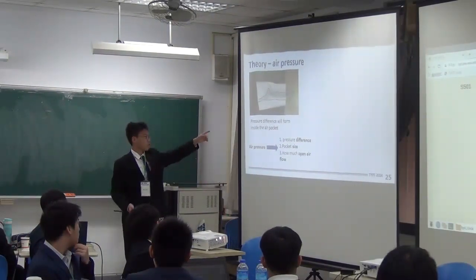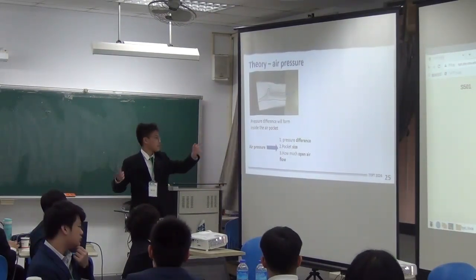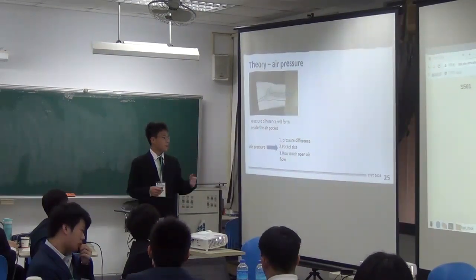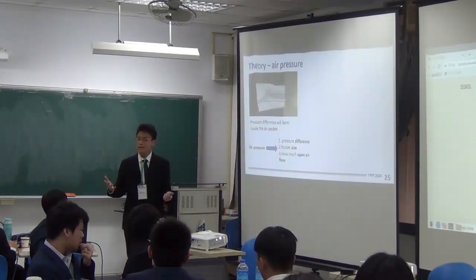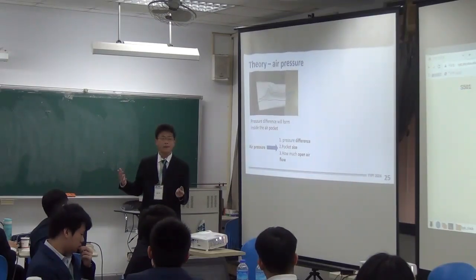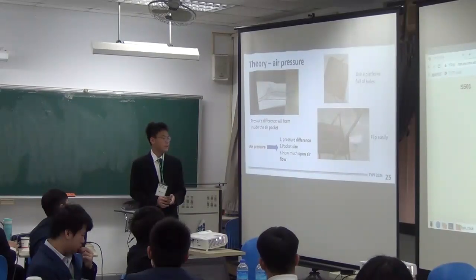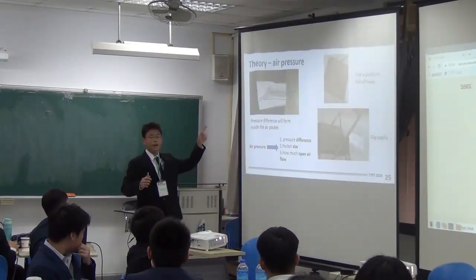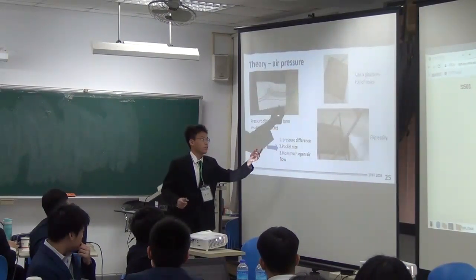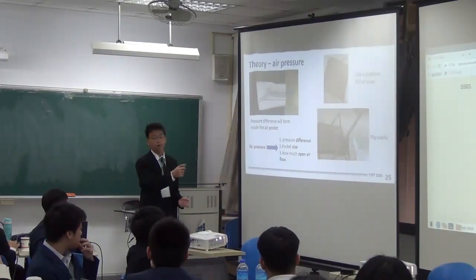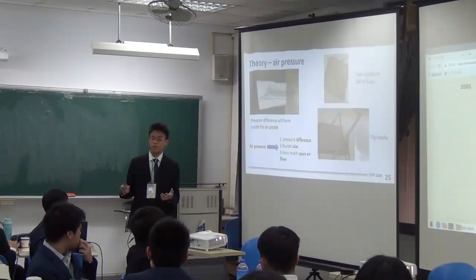The pressure difference will form in the air pocket when it's in contact, and the air pressure depends on the pressure difference, the pocket size, and how much open airflow there is. So I used a platform full of holes to do the observation. It will flip easily, because when the pressure difference forms, a lot of air can refill from the bottom holes, so it will not have a big pressure difference that way.